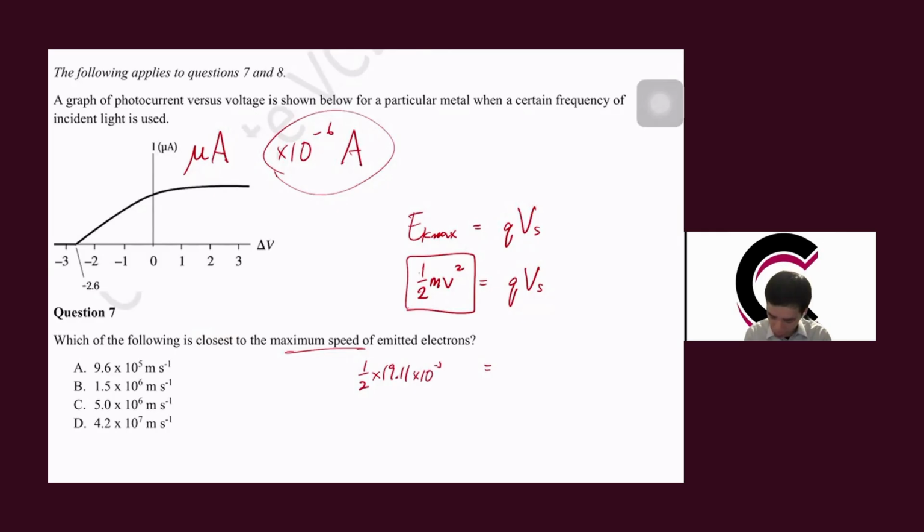Mind you, the mass of the electron has been updated from the last syllabus. It was 9.1 times 10 to the power of negative 31, but now they use 3 significant figures, so that's 9.11 instead. The change should be minimal, but it could cause a slight difference in the answers you give. Just be mindful of that. Charge is 1.60 times 10 to the power of negative 19 times the voltage. Now the stopping voltage is here, because when you set the voltage to be negative 2.6, negative because you're reversing it, right?